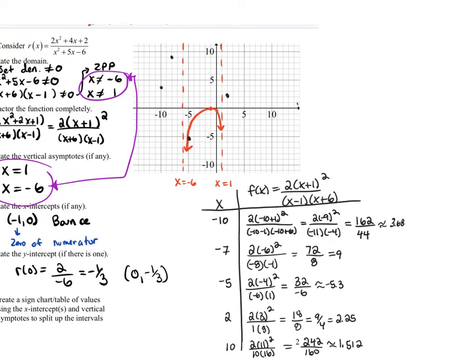It's about like that. And then 10, 1.512. Now, this doesn't give us a perfect idea of what happens, but we do see that in order to be a rational function, it's going to have to get close to those vertical asymptotes. If we want to figure out what happens with the horizontal asymptotes, we need to go even further.